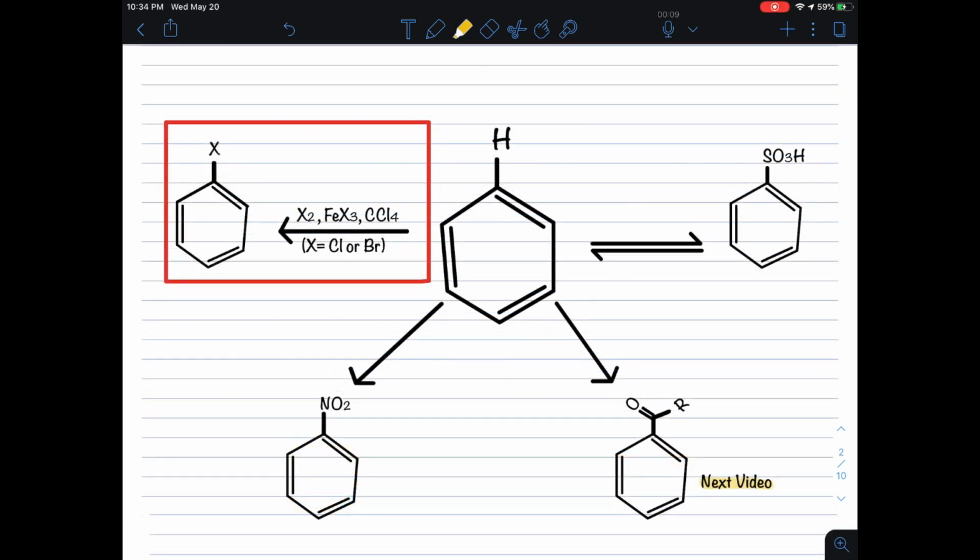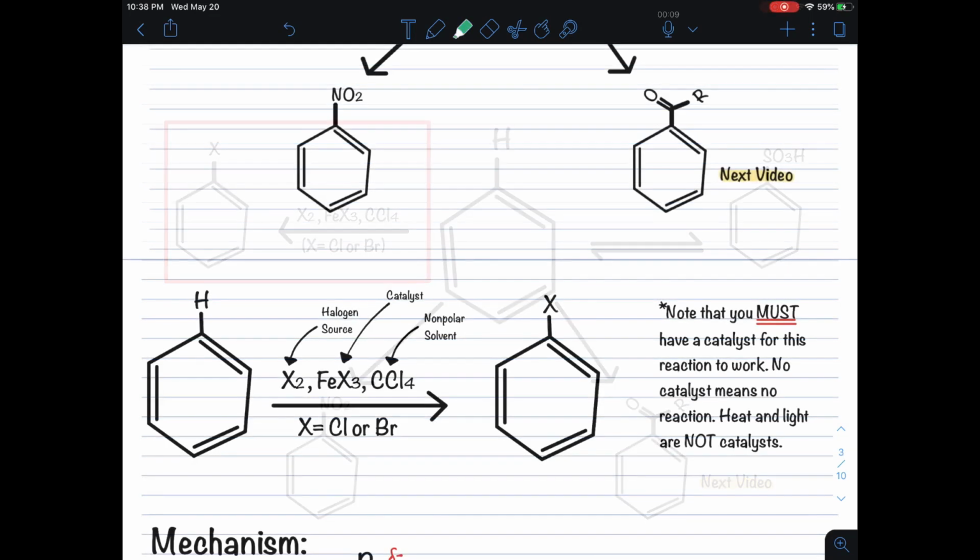So the first EAS reaction we're going to look at is halogenation of benzene. So we're going to substitute a benzene hydrogen for a halogen. Now before we take a look at the mechanism, let's understand the role of each reagent needed for this reaction to occur. So first, you need a halogen source, so that could either be Br2 or Cl2. The next thing you'll need is a catalyst. So that could either be FeX3 or AlX3, aluminum trihalide, where again, the X could be bromine or chlorine.